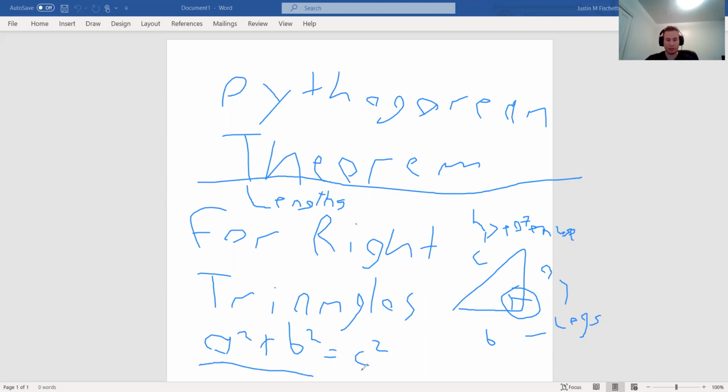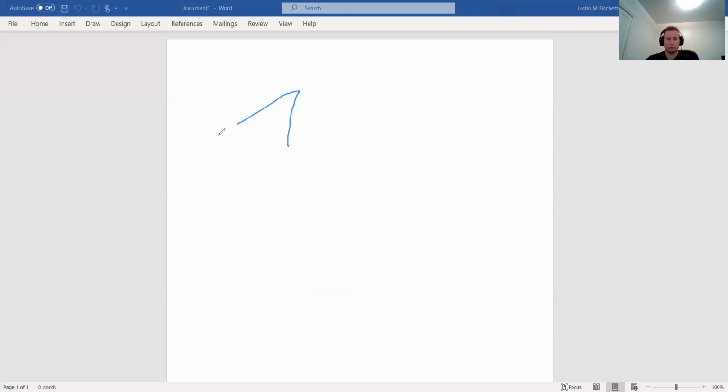So this is the relationship that the theorem depicts: the length of A squared plus the length of B squared equals the length of C squared. I'll show you how it works with probably the simplest example. I'm going to show just some instances with this 3, 4, 5 right triangle, which is the simplest way to show this.